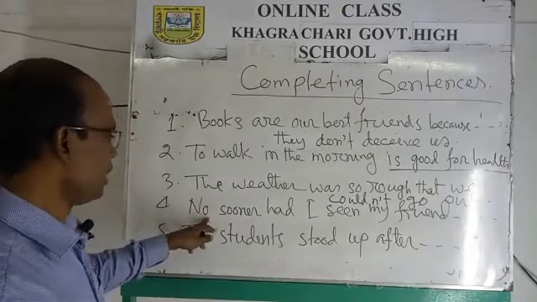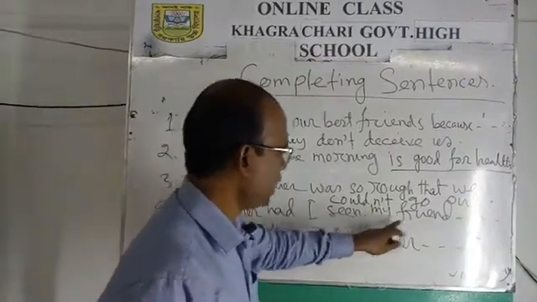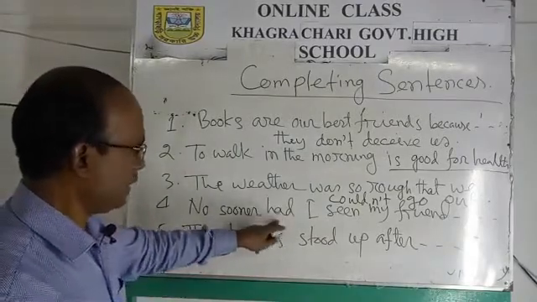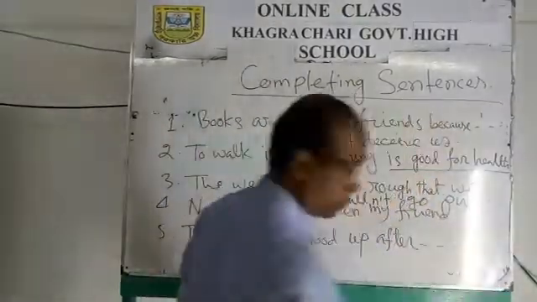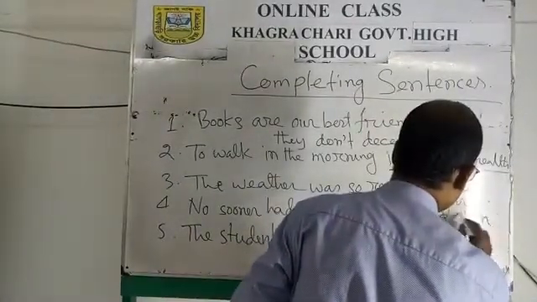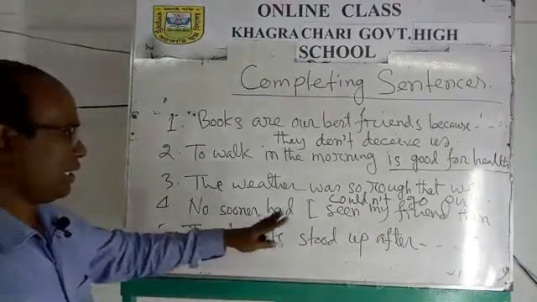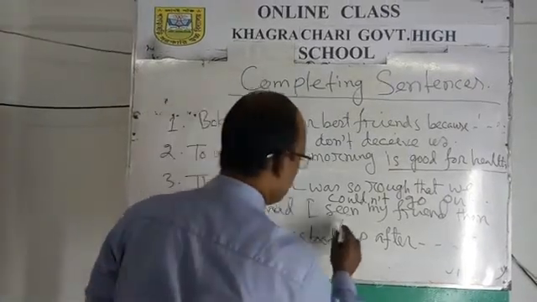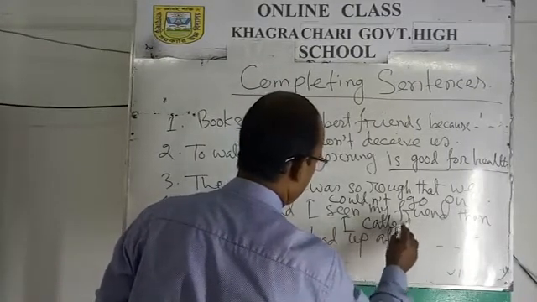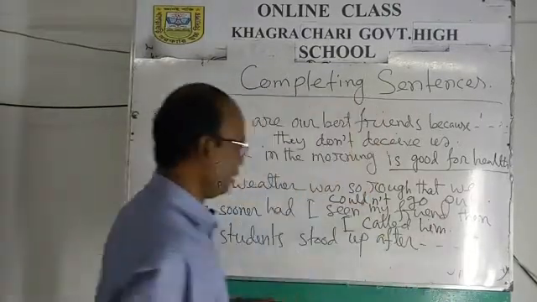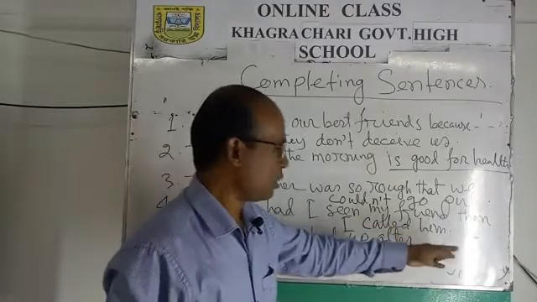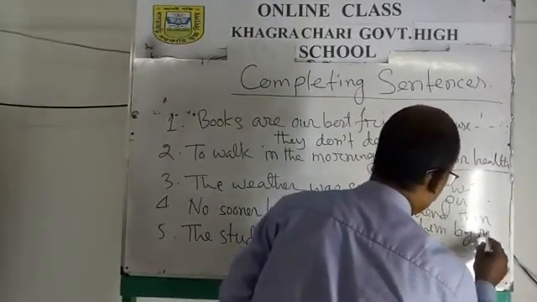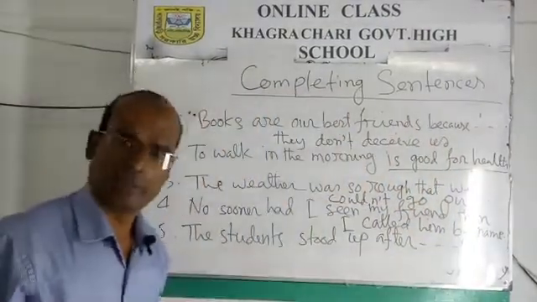Now, number 4. No sooner had I seen my friend. There is a structure. If there is no sooner at the beginning of the sentence and had, then you have to start with the word then. You must keep it in your memory. Then, no sooner had I seen my friend than I called him. If you write it, no problem, then I called him, or if you want to write more, I called him by name. It will depend on your ability actually.